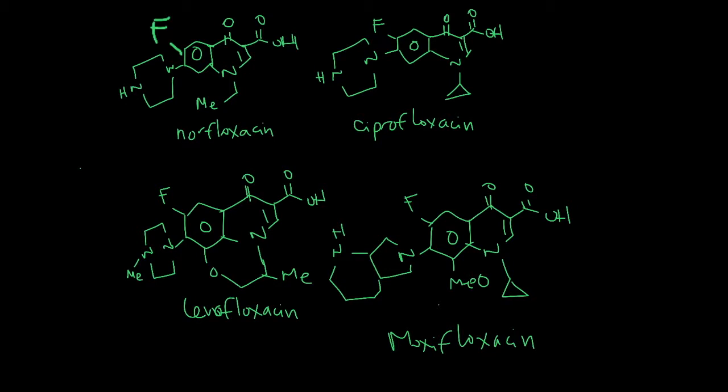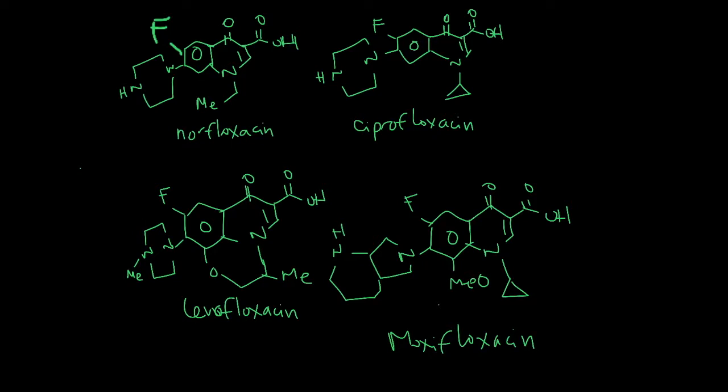So here is carbon 7 in each of the molecules. Here's carbon 7, which is right under carbon 6 where the fluorine attaches. If you add a piperazine ring, which is a dinitrogen ring, which looks like a piperazine from a molecular standpoint or a protein standpoint, at carbon 7, you get an increased spectrum of activity.